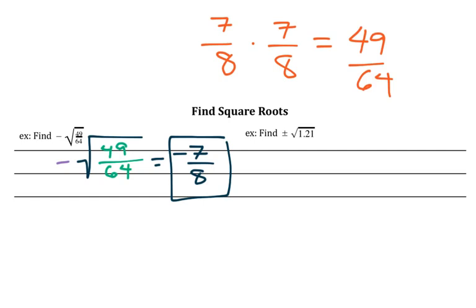Okay, now it says find positive or negative square root of 1.21. Now I see the value of 121, and I immediately think to myself, okay, that's 11 times 11. So I know this has to be something involving a 1 and then another 1. But the issue is, how do I deal with the decimals? And I want to avoid using my calculator to think about this. Well, 11 times 11 is 121.